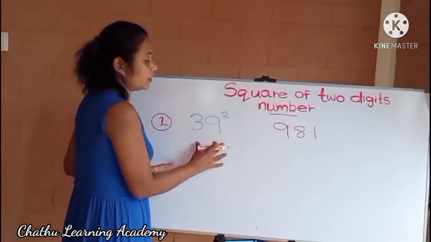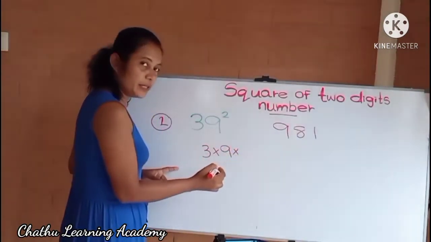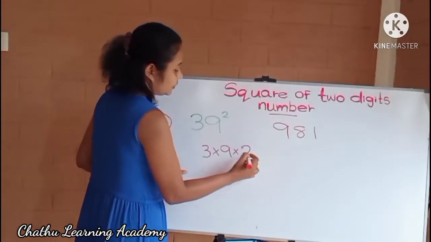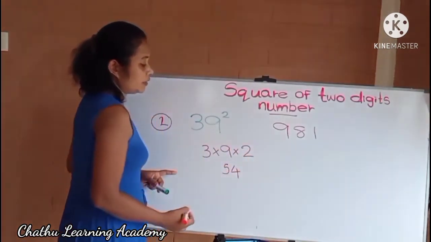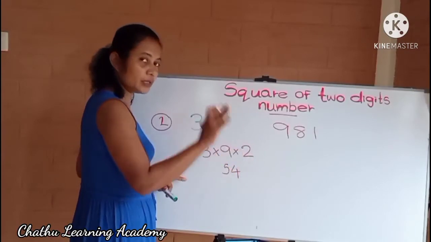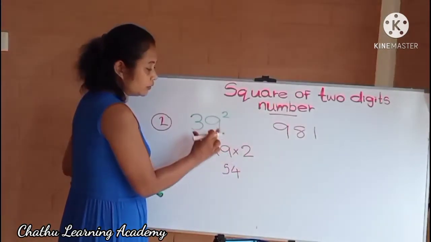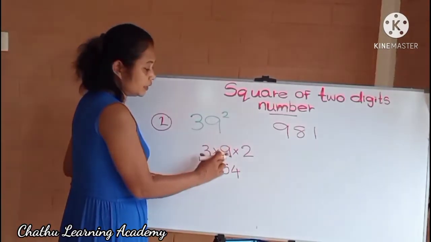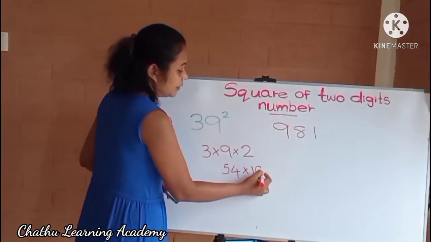What's the second step? We need to get the product of these two digits. 3 into 9. Then after that we multiply this value by that constant value 2. 3 into 9 is 27, into 2 is 54. After that you need to multiply this value by 10. It's also a constant value for this technique. Always you have to multiply the product of the given digits by 2 as well as 10. Here we multiply by 10.